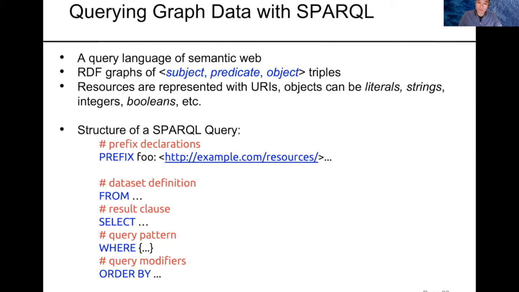The SPARQL query consists of two parts. The first part is the prefix declaration. The second part: the from clause specifies the dataset, the select clause specifies the result, the where clause specifies the query pattern, and the order by defines the query modifier.